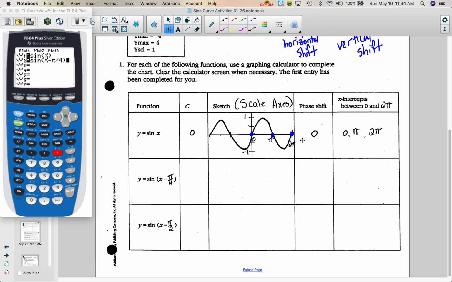As a matter of fact, there are 5 locator points. The beginning of a period, the end of the period, the middle of the period, halfway in between those, which is the maximum, halfway in between those. So those are going to be our 5 locator points. So they're asking you about those intercepts.